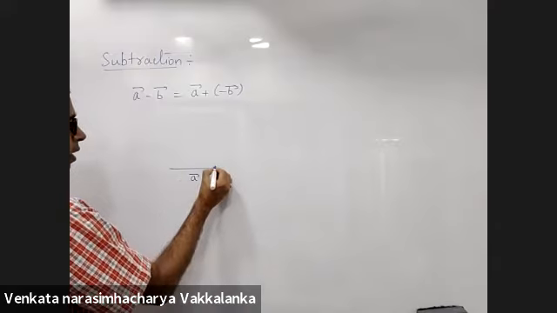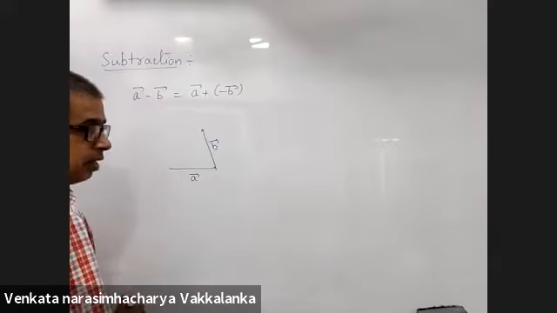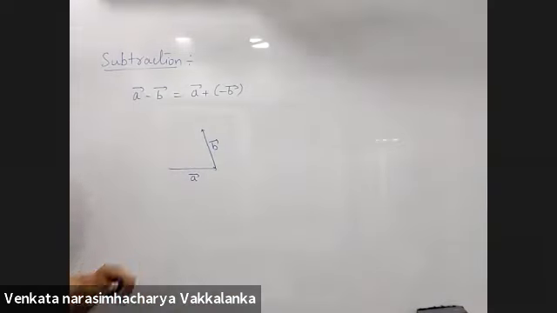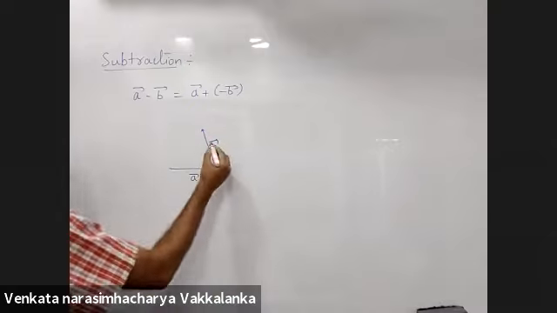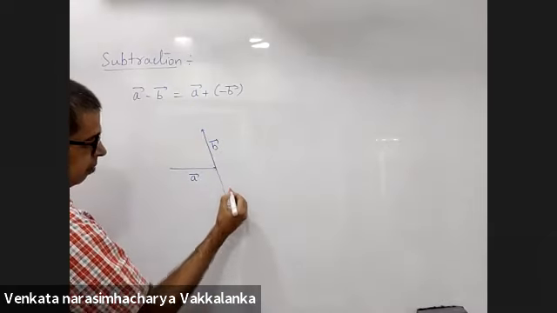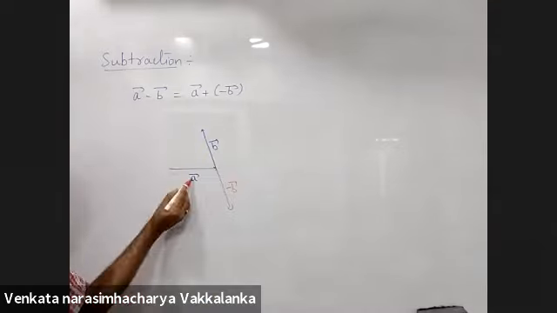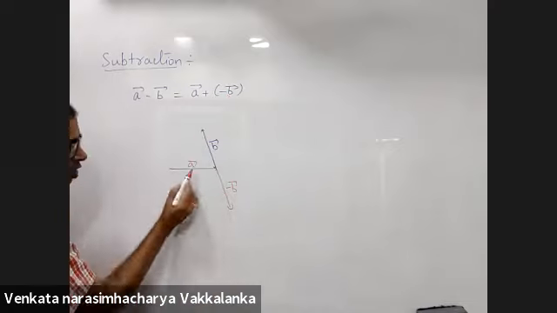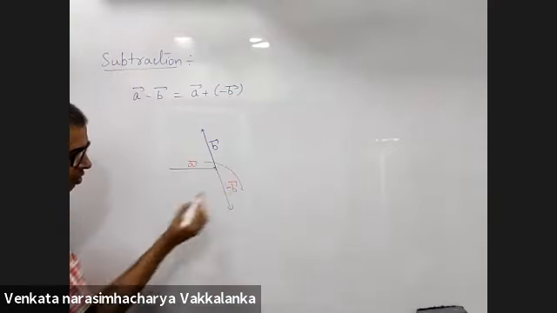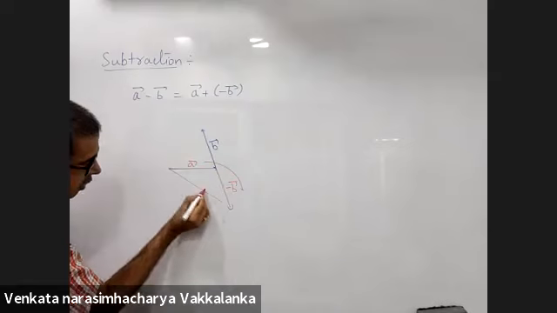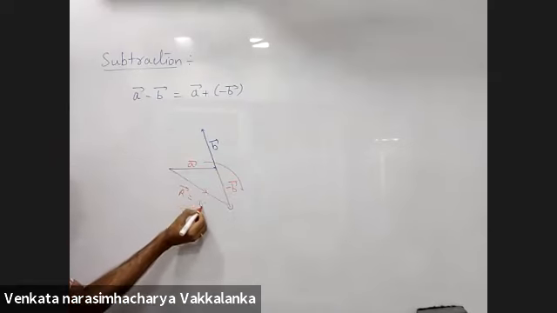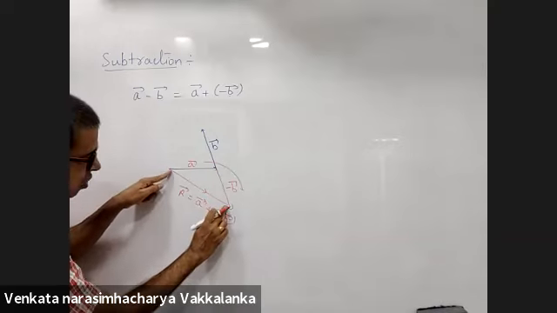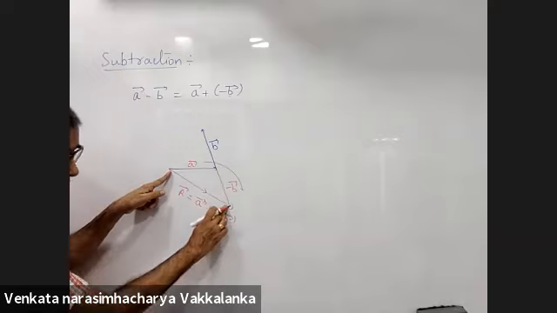This is vector A and this is vector B. How will I get A minus B? Reverse the direction of B, so this will be minus B. Now I should add A and minus B. Addition of these two vectors is two sides of a triangle taken in one order. The third side of the triangle is A plus of minus B. This length will be A minus B.